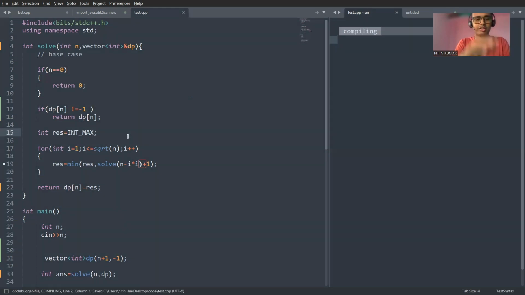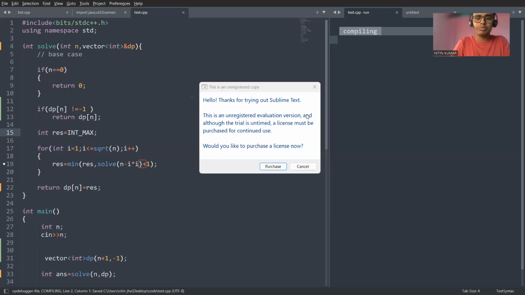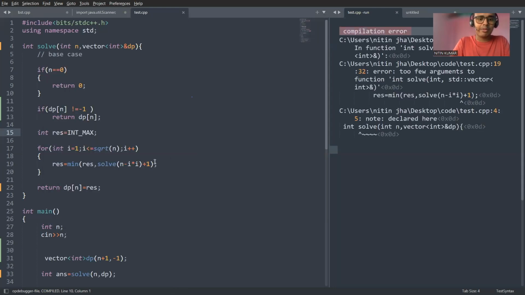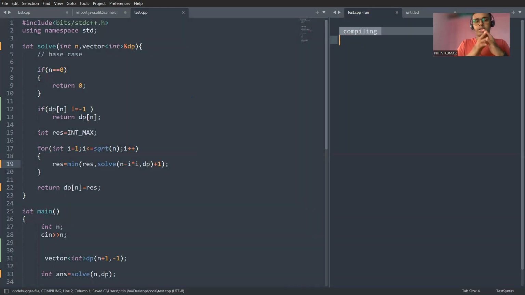So now let me run this. Okay. One thing I missed, I forgot to pass the DP here in the solve function. Okay. Here also the DP is being passed. Now let me run this. Now you can see I am getting the correct output here also.